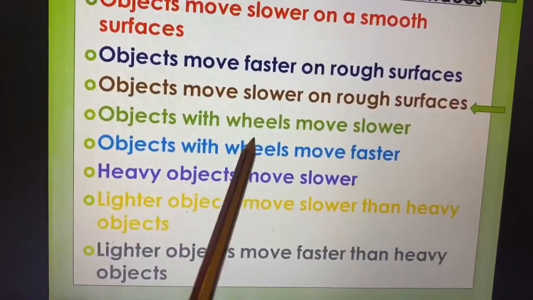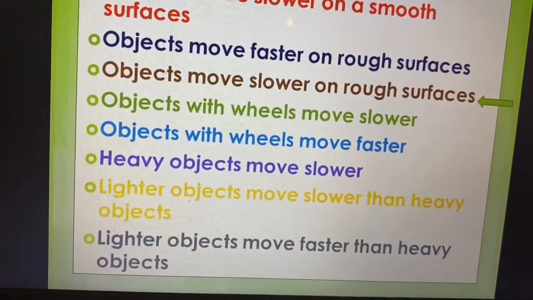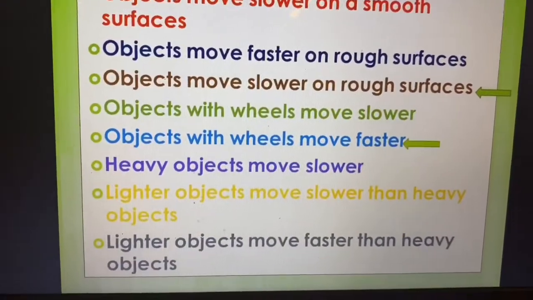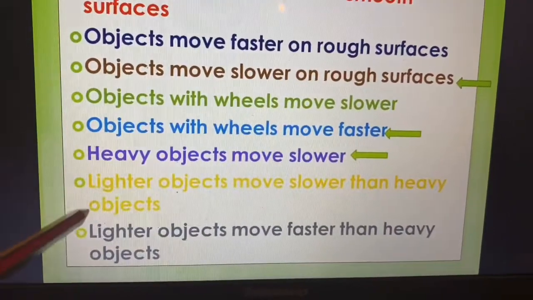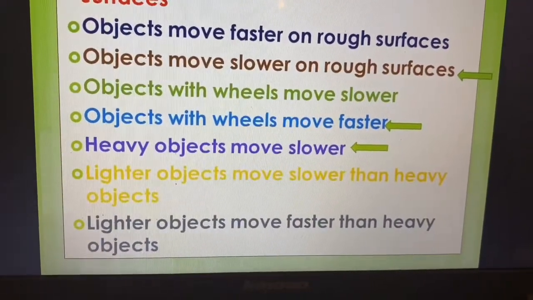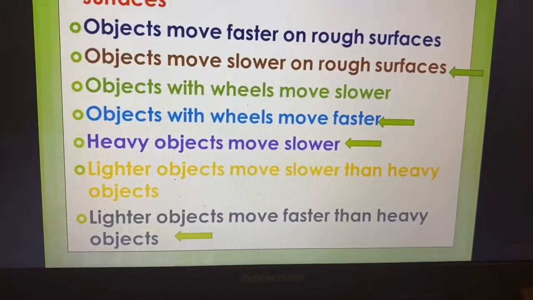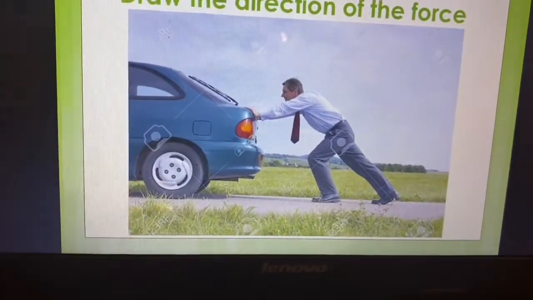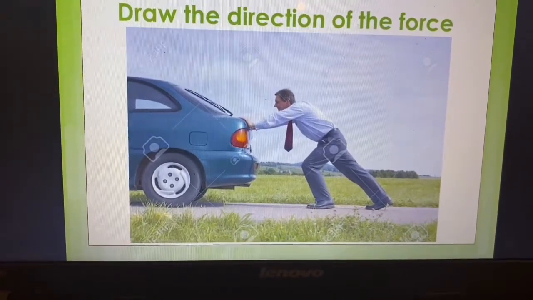Objects with wheels move slower, no. Objects with wheels move faster, yes. Heavy objects move slower, yes. Lighter objects move slower than heavy objects? No. Lighter objects move faster than heavy objects? Yes. Okay. And then we said that we can draw the force by using arrows.